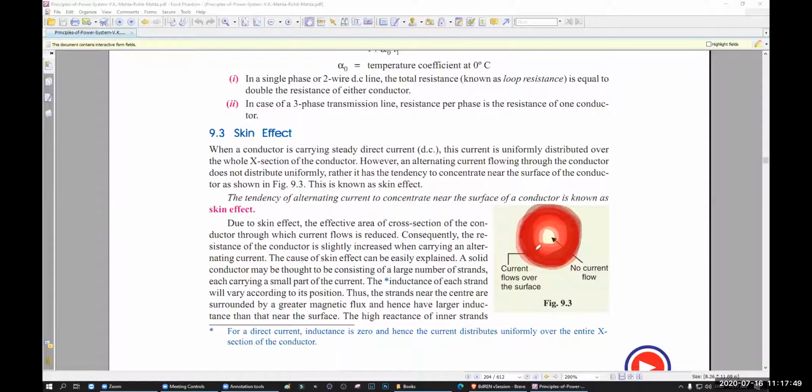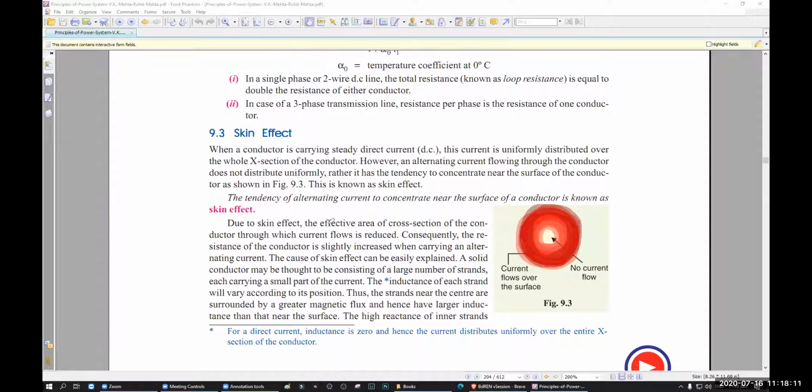The darker means more current, the lighter means less current. So more current will flow towards the skin, and less current will flow towards the center. This is called skin effect. At the middle there is no current flow. Current flows over the surface. That is called skin effect.